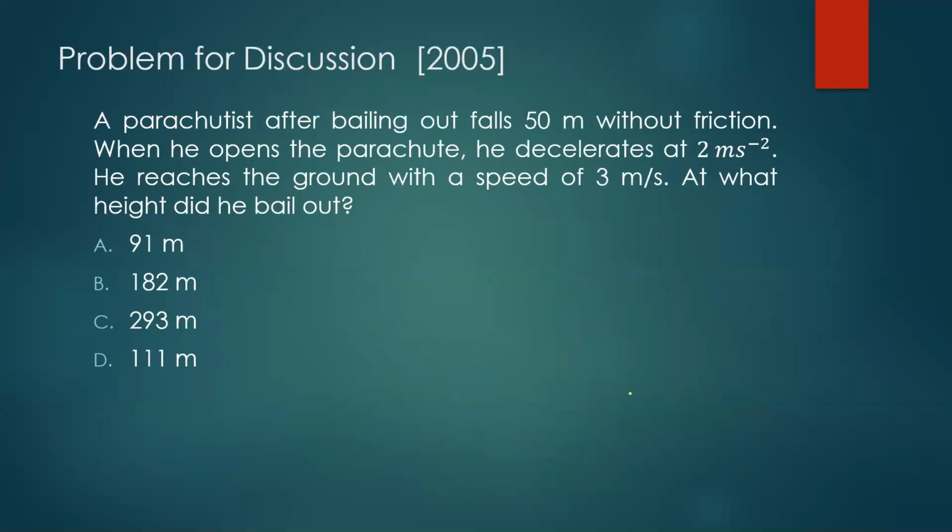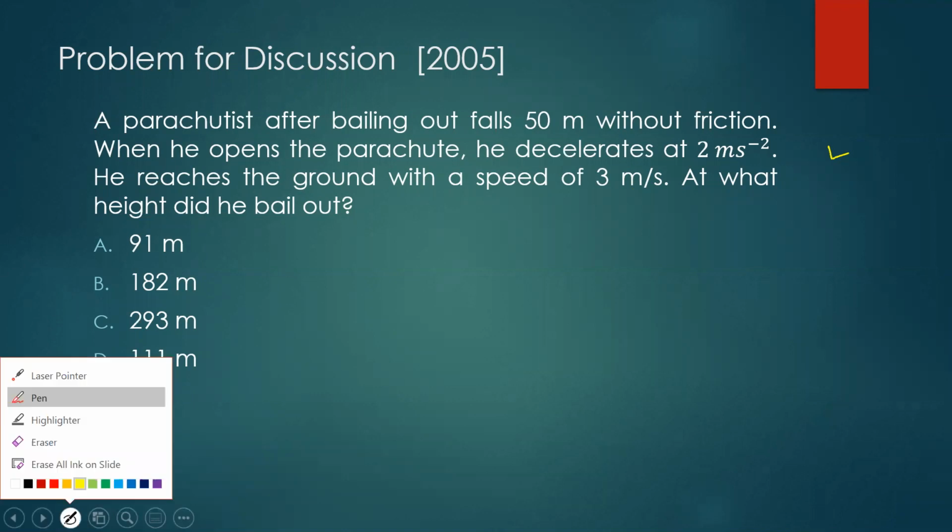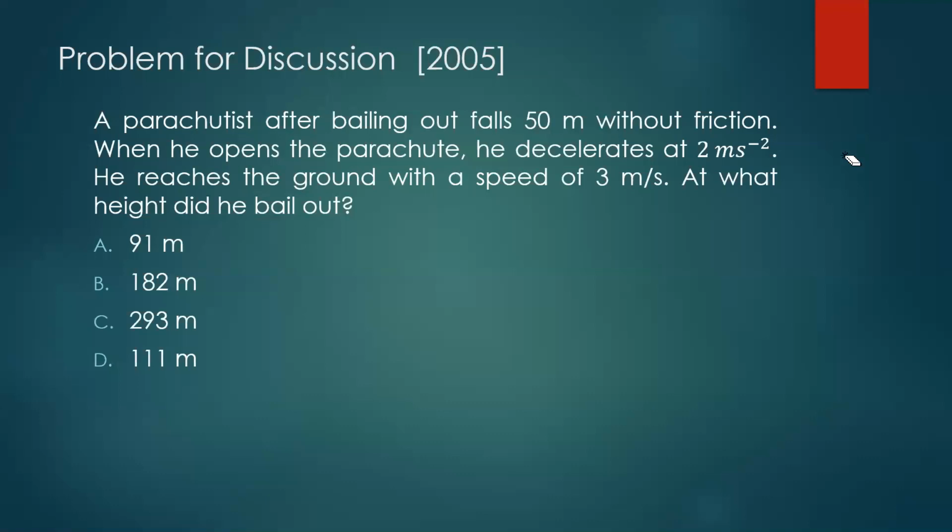Okay, so try this one. So here, once the parachutist bails out, so let's say he jumps out of a plane, suppose, and then initially for 50 meters it falls without any friction, right? So let's say I'll draw here. One second, let me draw the parachutist. Where's this guy?